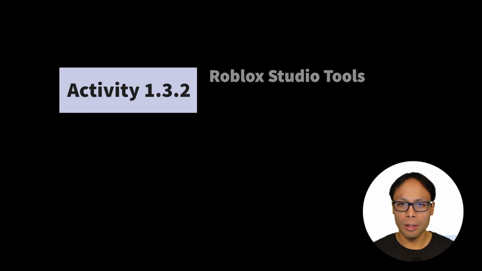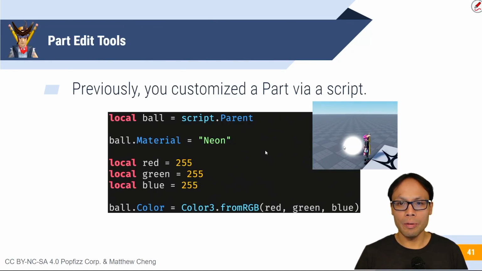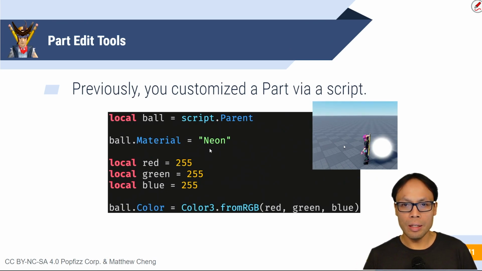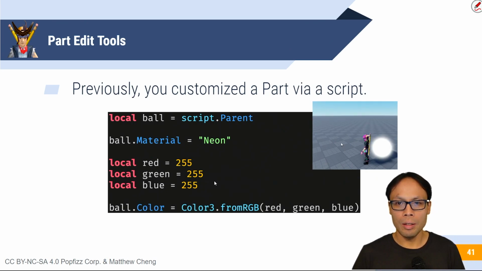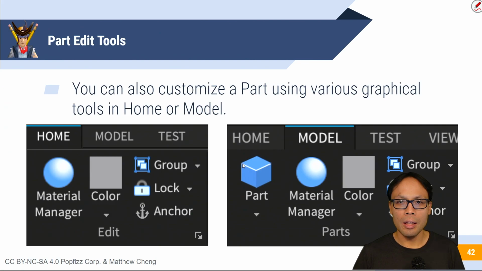In this video we're going to take a look at the Material Manager, also changing the color and anchoring your part. All right, so previously you customized the part via scripts, and so for example here we made the material neon, we made the RGB 255, 255, and 255. All of this is customization via script, and in this lesson we're going to try to customize our part using the Material Manager.